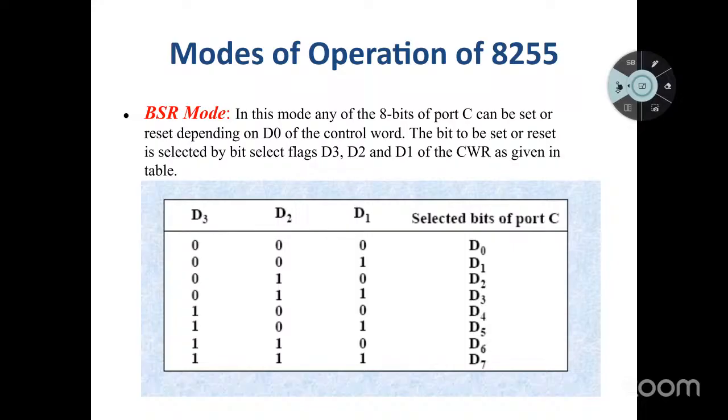How many bits does port C have? In total, 8 pins, PC0 to PC7. This port selection can be done using the D1, D2, D3 bits of the control word register.